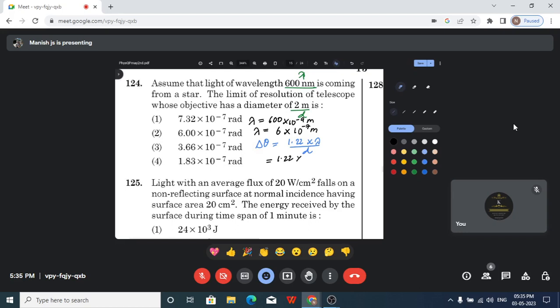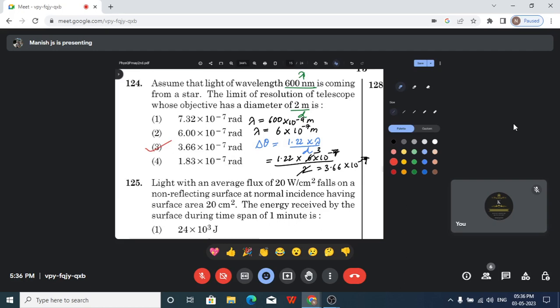So you get 1.22 into lambda, which is 6 into 10 to the power minus 7, divided by D, which is nothing but 2. 2 ones are 2, 2 threes are 6. So 3.66 comes, into 10 to the power minus 7. Sorry, not 9, 7, because I have simplified, nano I have incorporated. So 3.6 into 10 power minus 7. The answer is here, option 3. That's how you do it.